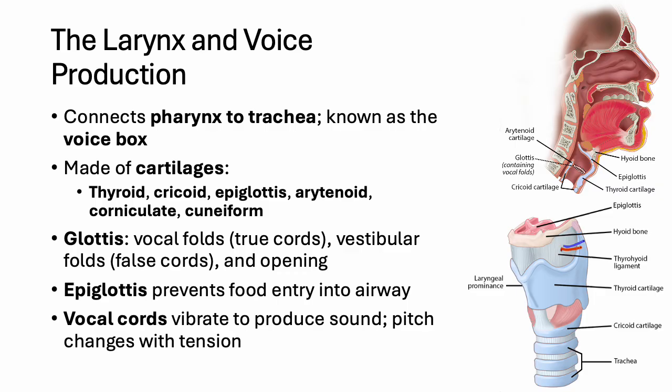The thyroid cartilage forms the bulk of the anterior wall and includes the laryngeal prominence, commonly known as the Adam's apple. The cricoid cartilage forms a complete ring inferior to the thyroid cartilage, helping maintain the airway open. Two arytenoid cartilages located posteriorly are responsible for adjusting the tension and position of the vocal cords. By moving these cartilages, intrinsic laryngeal muscles change the pitch and volume of the voice.